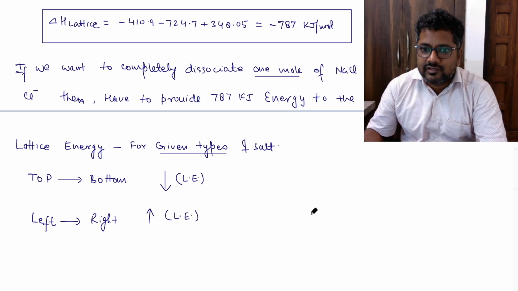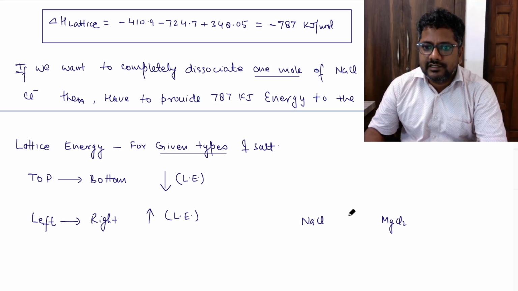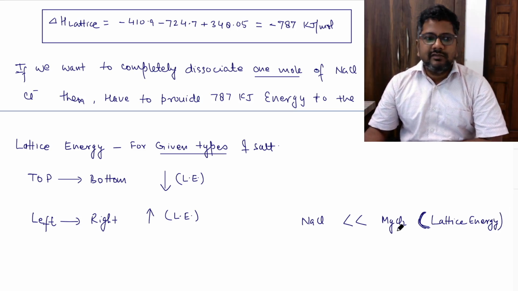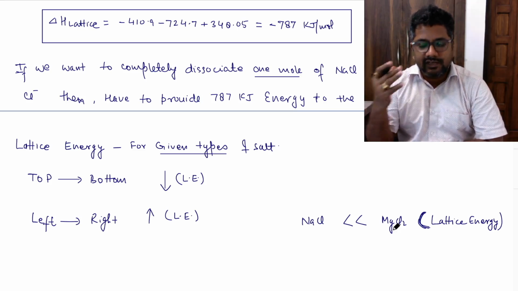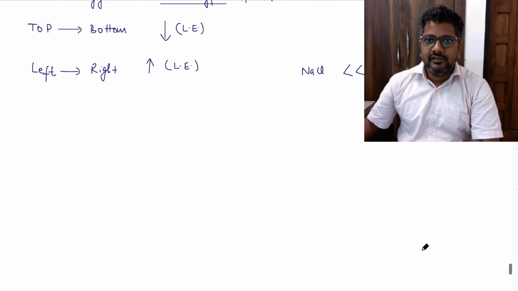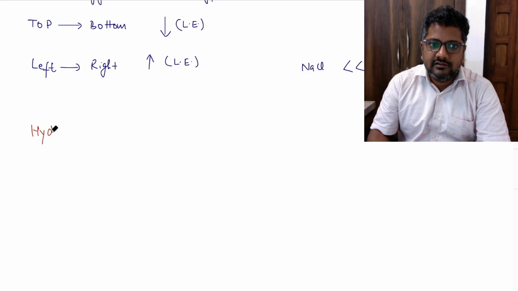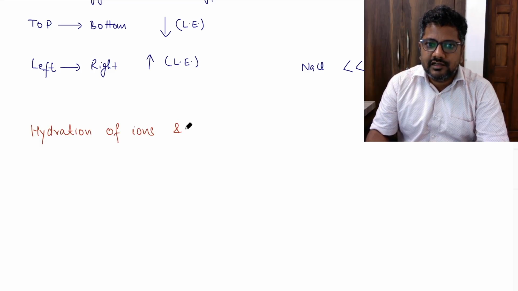Lattice energy increases. So suppose that sodium chloride and magnesium chloride is given, so the lattice energy of magnesium chloride is much larger than sodium chloride, because both the factors favor magnesium chloride, means size as well as Z both were favoring this magnesium chloride, right? So this is the periodic variation in the lattice energy, right? Now see hydration. What is hydration and hydration energy, right? Hydration of ions and hydration energy.